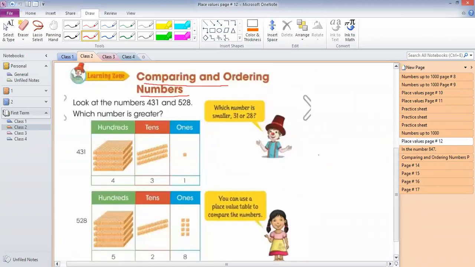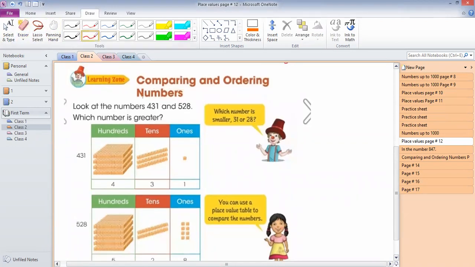Guys, in comparing and ordering numbers, look at the numbers 431 and 528. Two numbers are written here and given to you. This is 431 and this is 528. The question asked to you is, which number is smaller, 431 or 528?